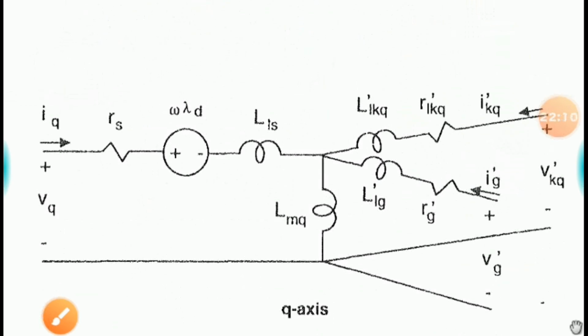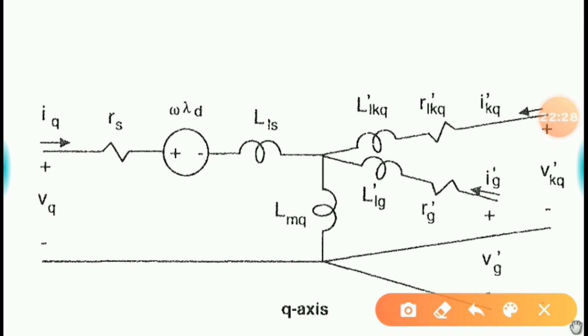Now while we are considering this vq, please note that the book from which I have taken this snapshot, they indicate this single dash. We should consider it like all these are having double dash terms. It is vg double dash, this is ig double dash, rg double dash, lg double dash, and also vkq double dash, vg double dash. Fine.